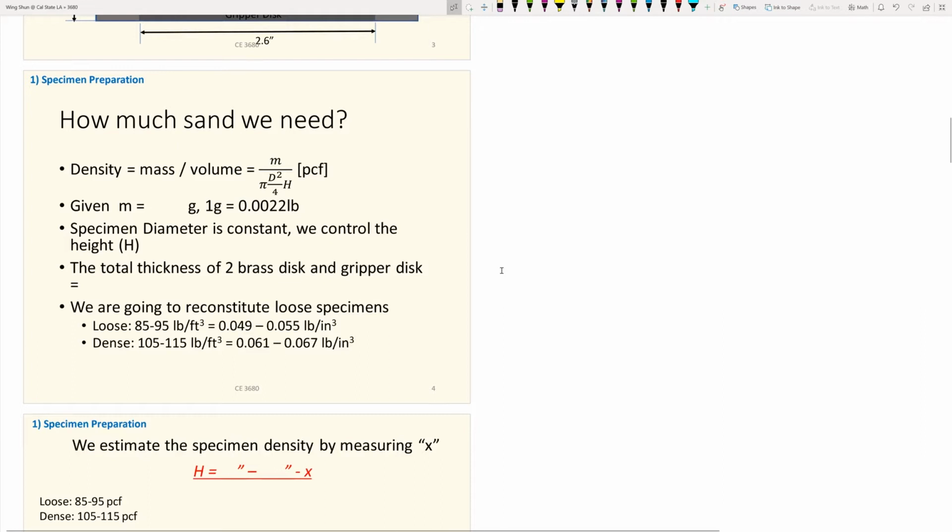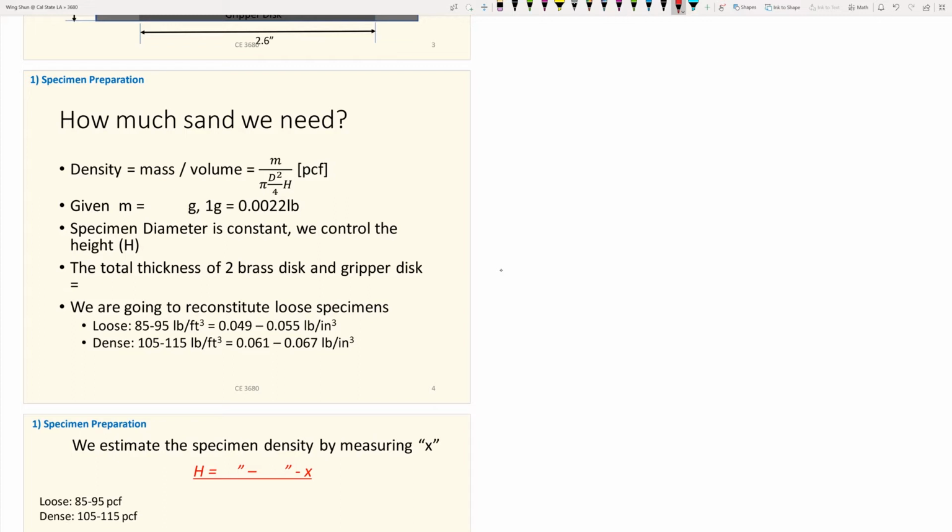And how much sand we need when we prepare the samples, we will calculate from the density. So the density will be mass over volume, and from a target density and the volume, you can back calculate the mass that you need. So that is the procedure. Usually we will give an estimate on how much mass you should prepare, and it depends on the density range that you're looking at. And for this test, we are targeting constructing loose soil samples. So through the demos we talked about this.